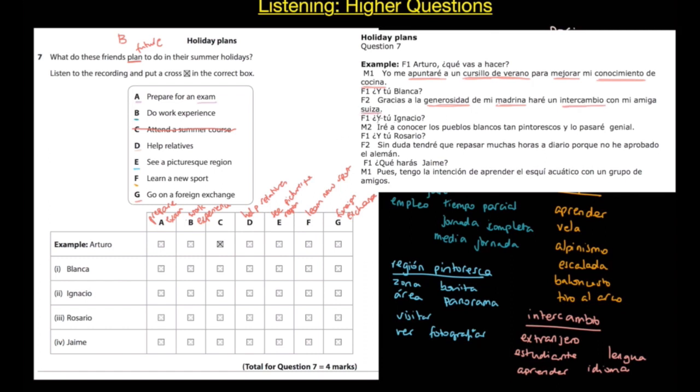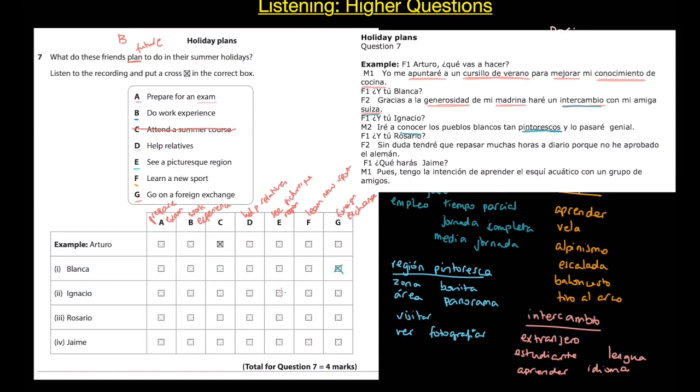okay, with my Swiss friends. So from here we've got a few words that you probably wouldn't have understood, like generosidad, possibly, madrina, possibly not, but we've got intercambio and suiza. So hopefully exchange and Switzerland will give you the clue that Blanca is the one who is going on a foreign exchange. Y tú, Ignacio, iré a conocer, remember, to know, los pueblos blancos tan pintorescos. So, pintoresco, y lo pasaré genial. So, the word pintoresco is picturesque.